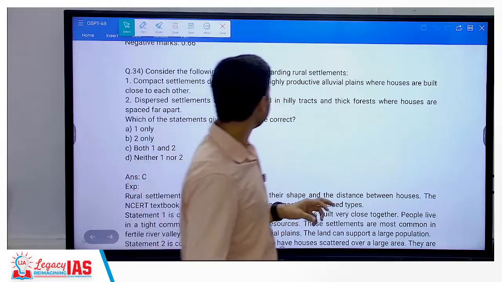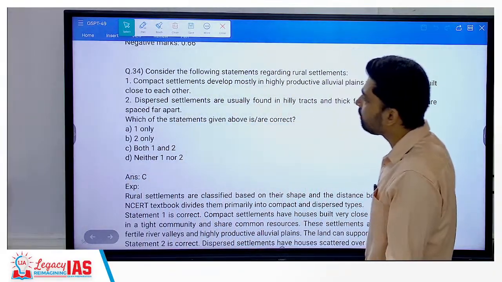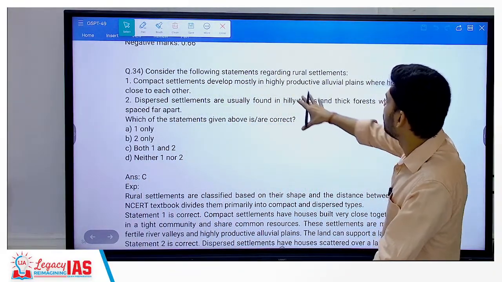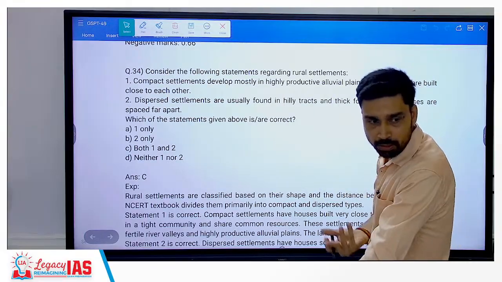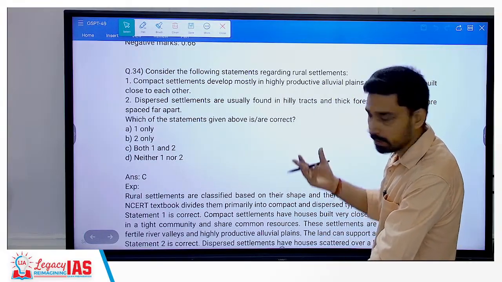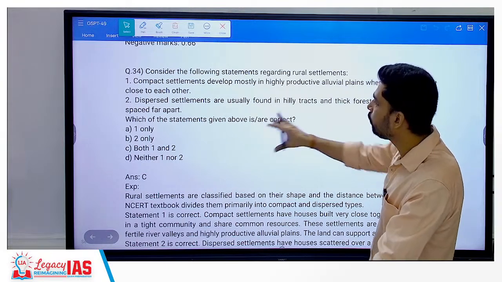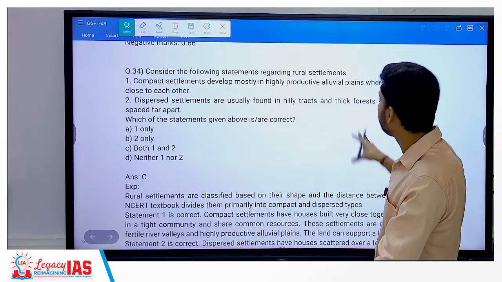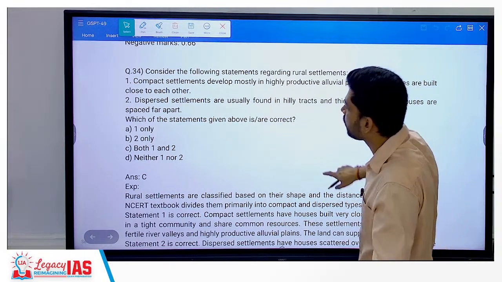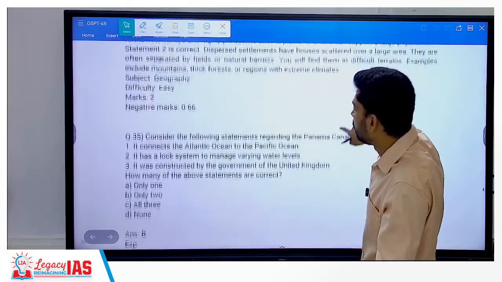Consider the following statement regarding rural settlements: compact settlement, dispersed settlement. Yesterday we have discussed. Where do you find compact settlement? You want to save the piece of land, so productive alluvial plain. Where do you find dispersed settlement? Hilly tract, thick forest, where land is not that important. So C, 1 and 2.